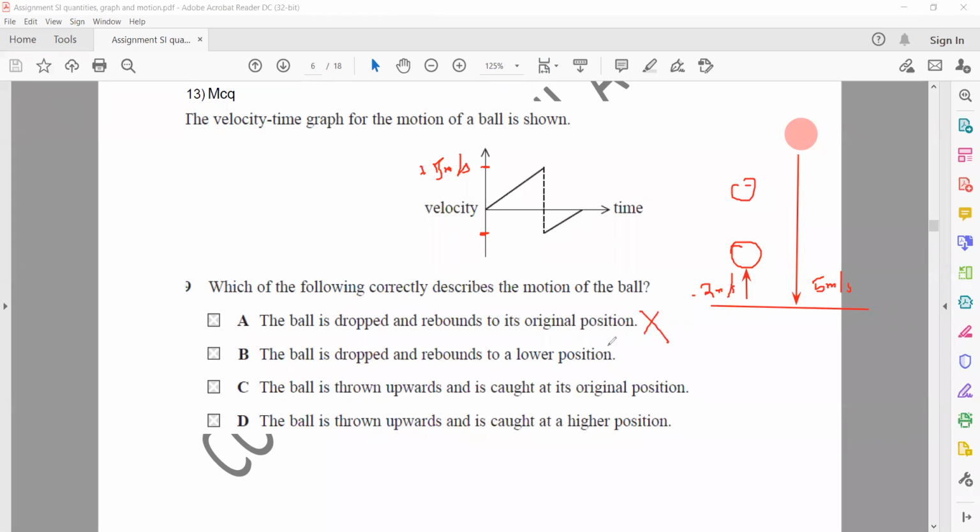So option A is not correct. Option B, the ball is dropped and rebound to a lower position. That's true, because it loses some of its energy, and the speed at which it rebounds is smaller as compared to the speed at which it hits. The ball is thrown upward. The ball is not thrown upward. It is moving downward because speed is increasing. If it was thrown upward, then the speed of the ball should decrease. The graph should be like this. So that's also wrong. So B is the right answer for question 13.